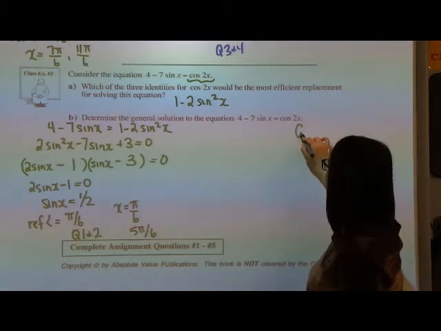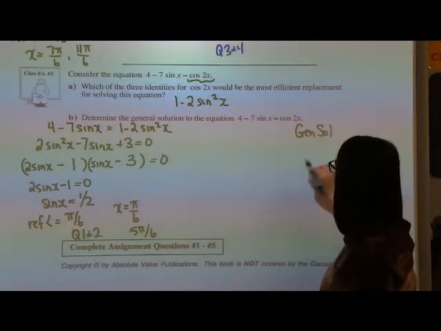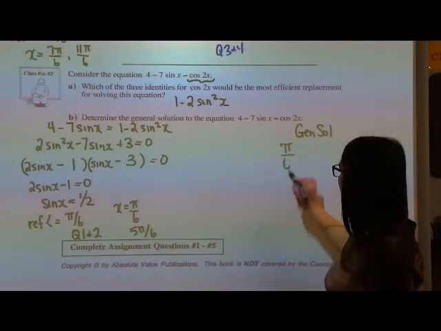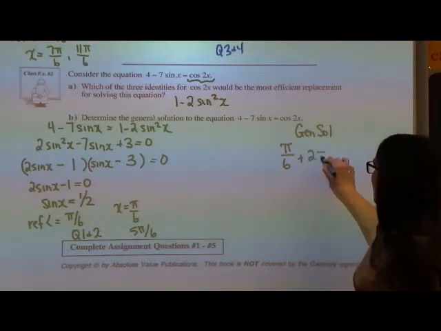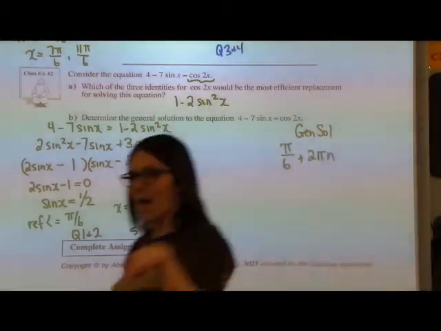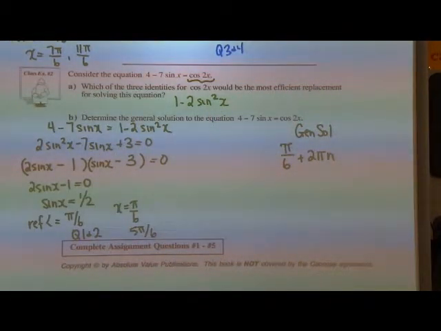So my general solution is going to be taking π/6 and then adding a multiple of 2πn, because that's when I'm going to end up back at that spot. And then I do the same thing for 5π/6.